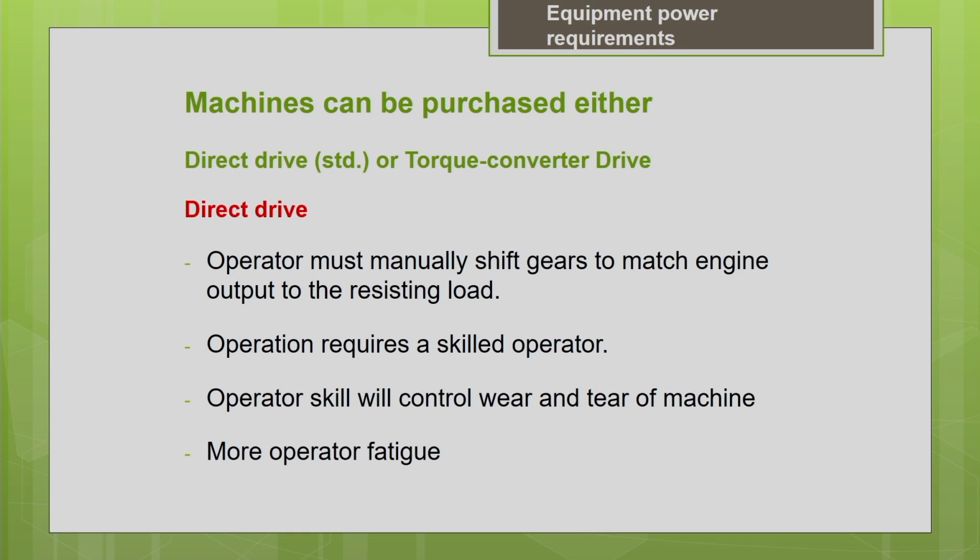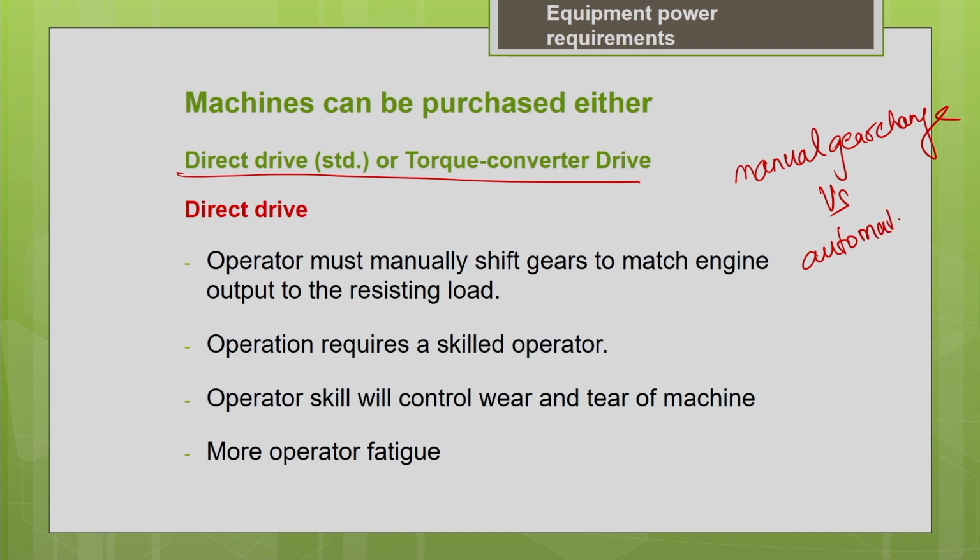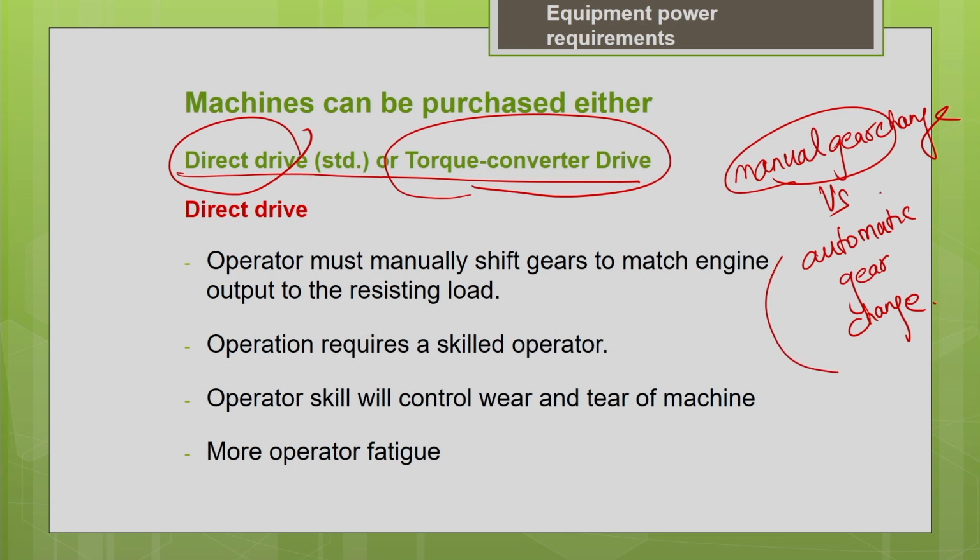Another important thing to be noted is that when you purchase machines, depending upon the mode of transmission, you can call it a direct drive based machine or a torque converter drive based machine. In a simple way to say, it is nothing but manual gear change versus automatic gear change. Basically your direct drive is nothing but manual gear change, and a torque converter drive is called automatic gear change.